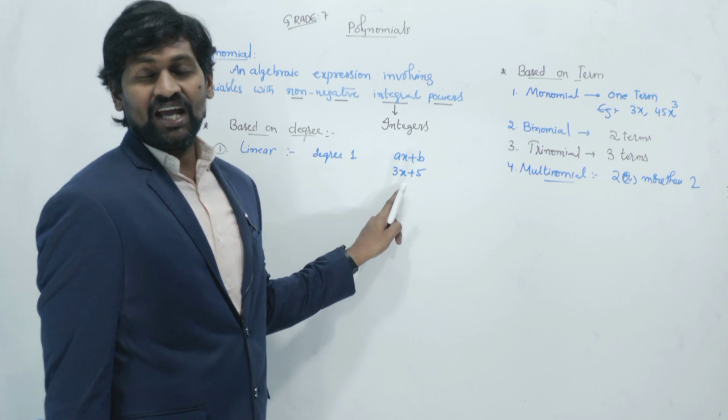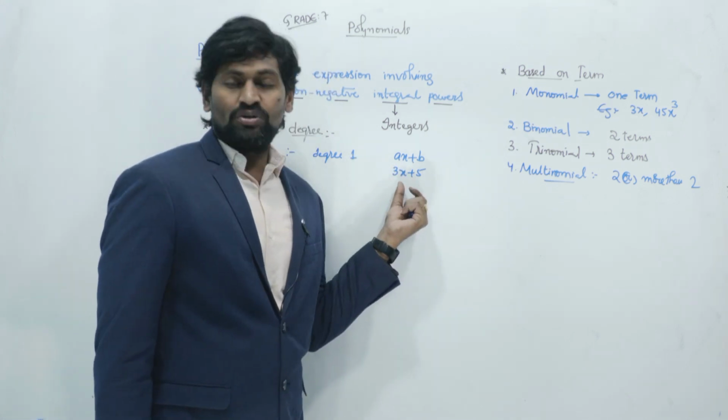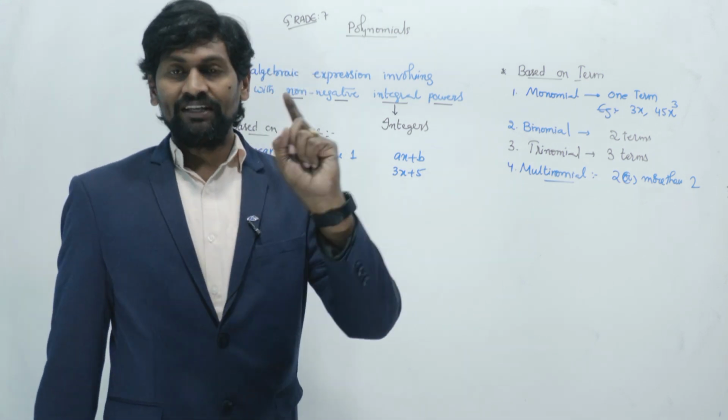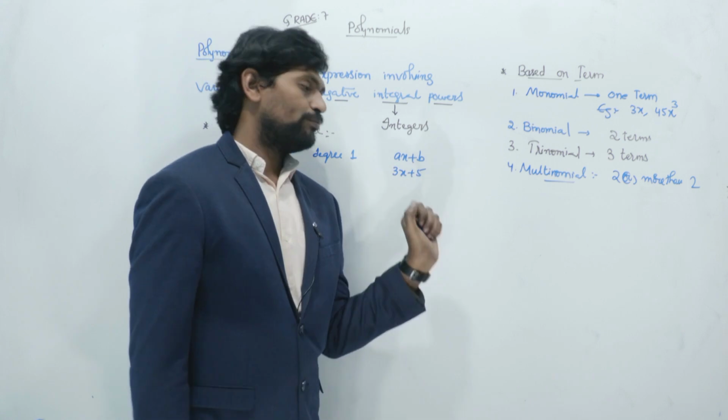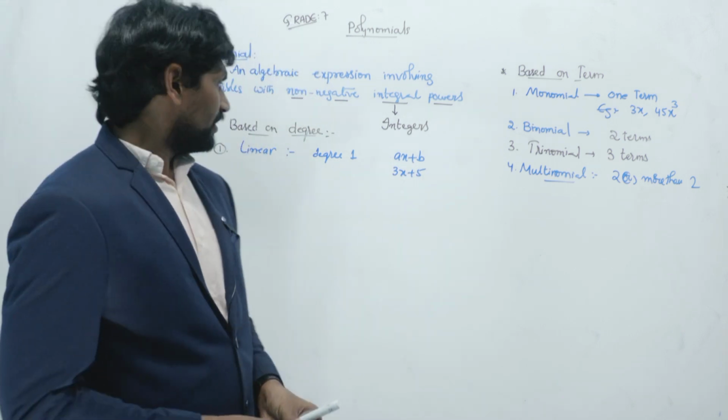x is having power 1. While you are observing here, there is no appearance of power. That means x is having exponent 1. Such type of polynomials are called linear polynomial. Degree 1 polynomial is called linear polynomial.